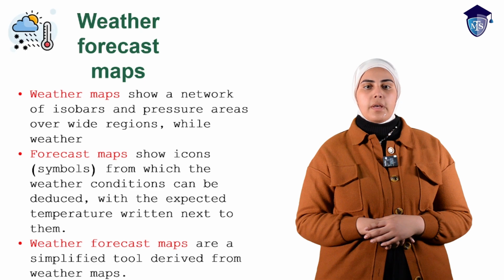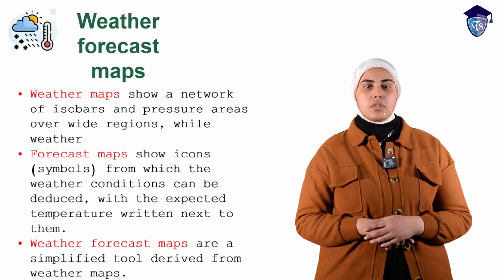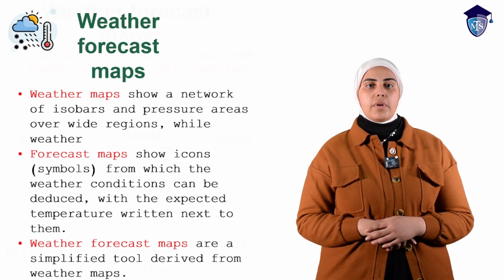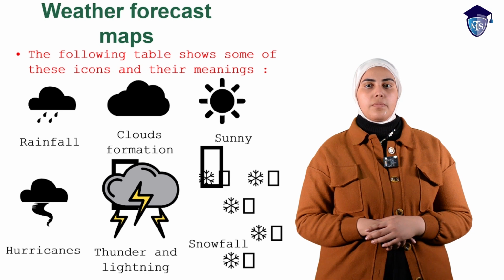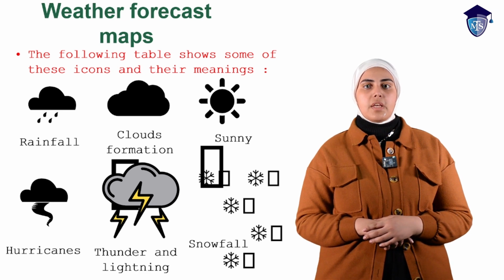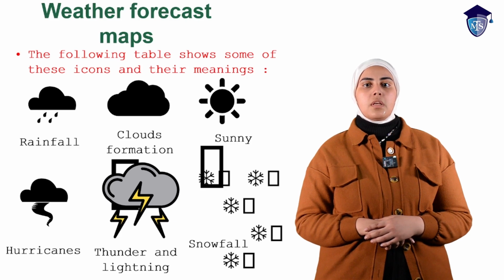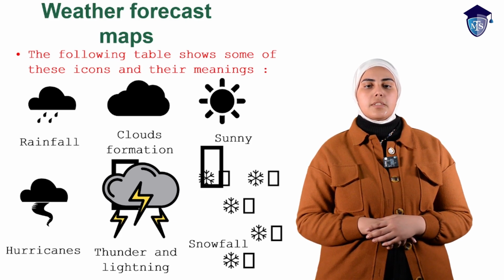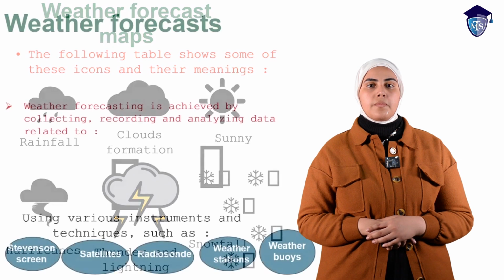But the forecast maps show icons from which the weather conditions can be deduced with the expected temperature. But the weather forecast maps are a simplified tool derived from weather maps. The following pictures are called icons and their meanings. We have the rainfall icon, clouds, sunny, hurricanes, thunder and lightning, and the snowfall.